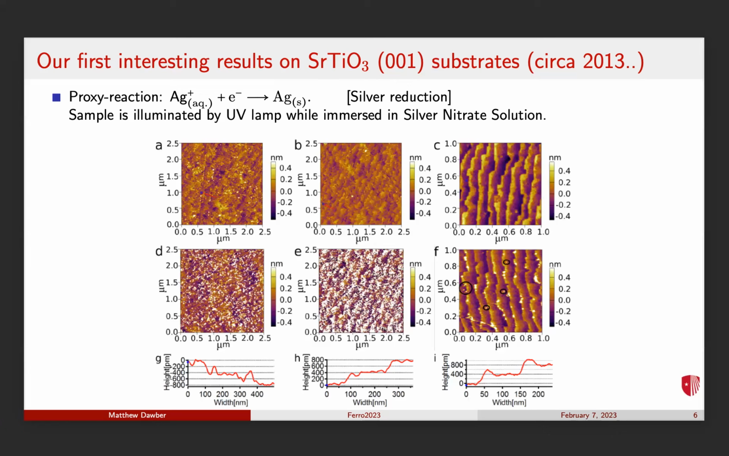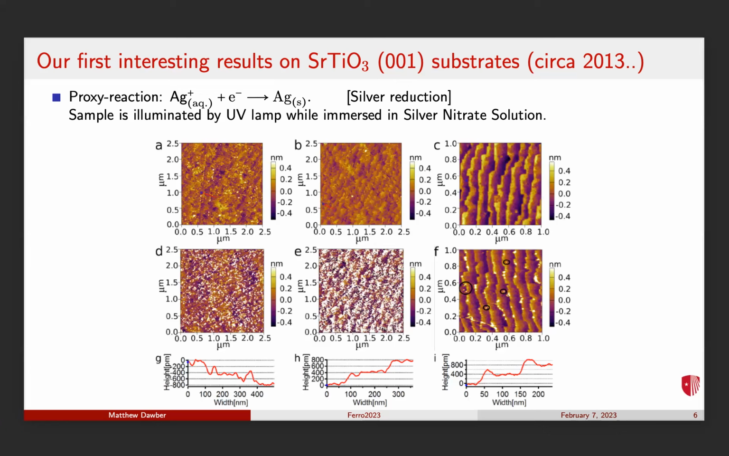Instead, we use this proxy reaction, which is well known. I didn't invent it. There's a bunch of people doing this, right? You take silver nitrate, you put your sample in the silver nitrate, you expose it to UV, and you see where the silver is deposited. And normally, if you take a strontium titanate substrate that has been cut and polished in the normal way and you do the reaction, you'll get little bits of silver all over the place.